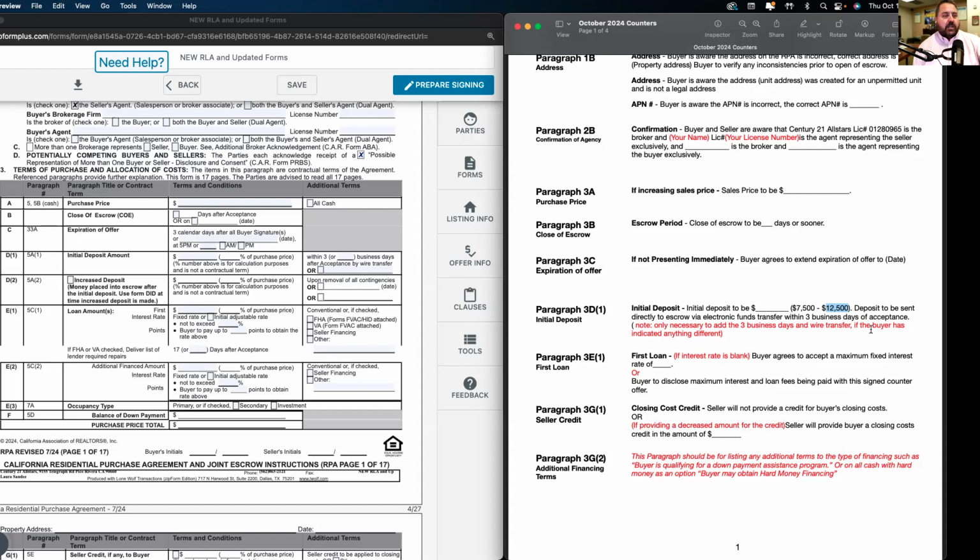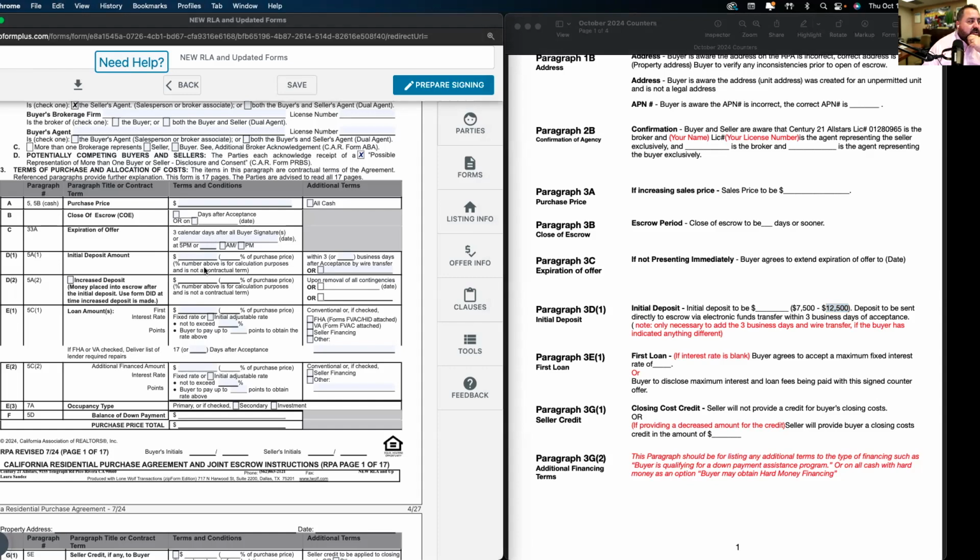So the counter would look something like this. Initial deposit to be anywhere between that 7,500 and 12,500. Deposit to be sent directly to escrow via electronic funds transfer within 3 business days of acceptance. That section where I put via electronic funds transfer and within 3 business days, that's only if they've changed something here. If they did something different, because the default is within 3 business days by wire transfer, right? That's what the contract already says.